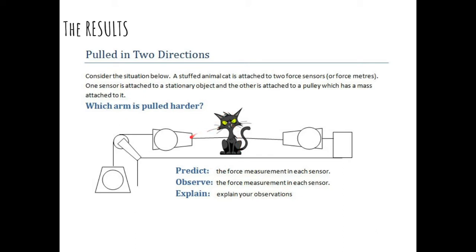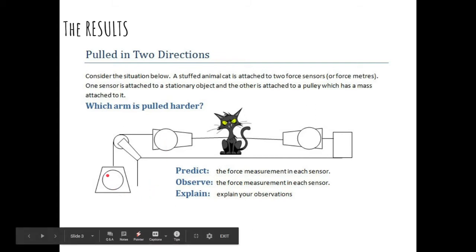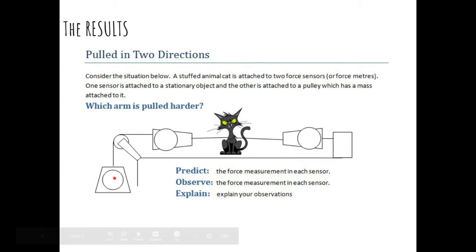Now, the cat is being pulled here. This is a force sensor, so you're going to write in here what you think the force will be. Down here, you can write 10 newtons, easy right there, because you know it's 1 kilogram mass. So the question is, what will it be here? What will it be here? So pause it, predict it, and then in the next slide, we'll take a look and see what the answer is.